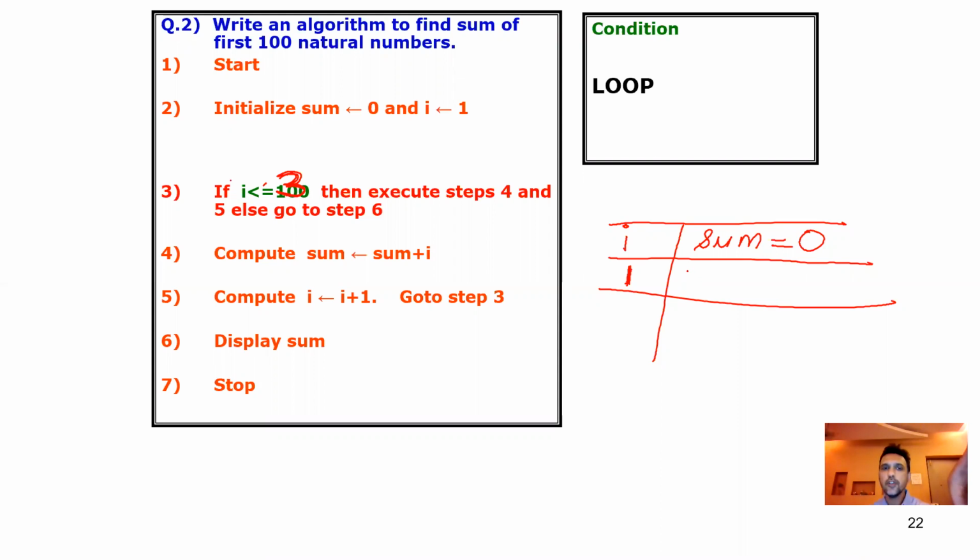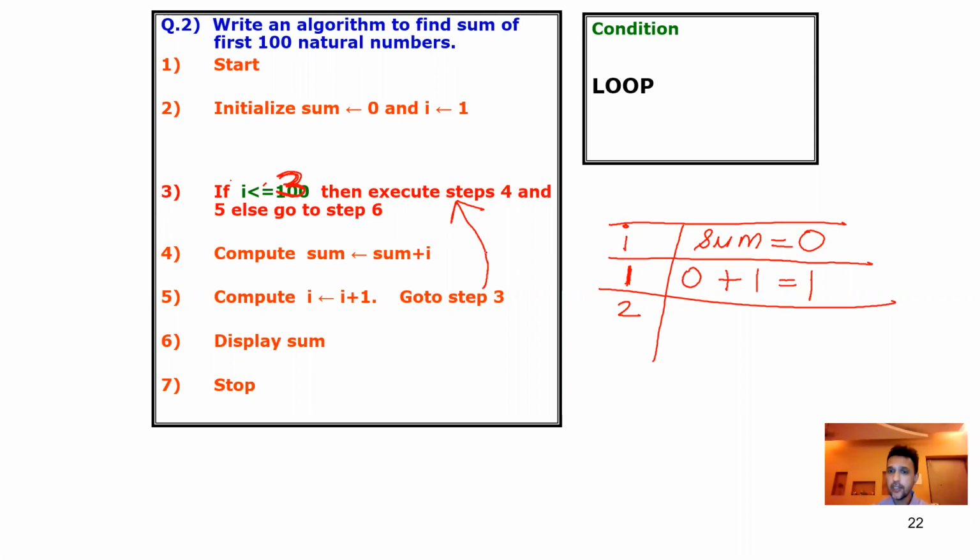Step number 4 says the new sum is equal to old sum plus I, which is equal to 1. And I is equal to I plus 1, so I takes the value 2. Now, after I is equal to I plus 1, don't forget we have this thing, go to step 3. And this go to step 3 completes the loop effect. So now I go to step 3 and see, now this becomes a loop.